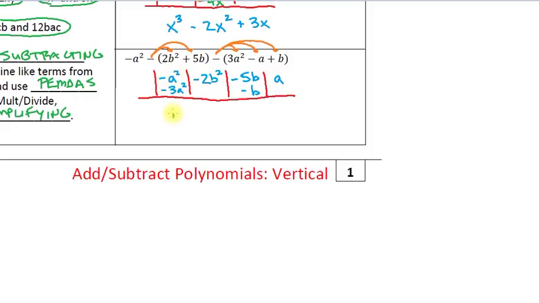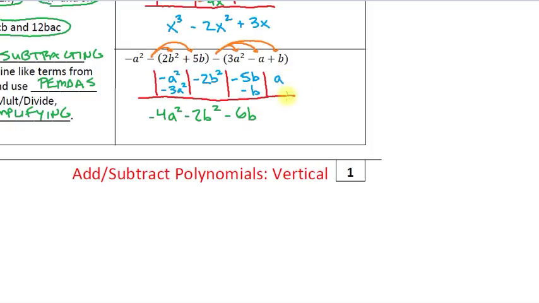Negative a squared, we know it's going to be a squared. This is negative 1. There's not a 1 written, but negative a squared means negative 1a squared. Negative 1 minus 3 is negative 4. So negative 4a squared. This is going to be our b squared terms. All we have is a negative 2, so nothing changes. This is our b column. We've got a negative 5 minus 1. Remember, this negative means it's a negative 1b. We don't have to write a 1. So negative 5 minus 1 is negative 6b.